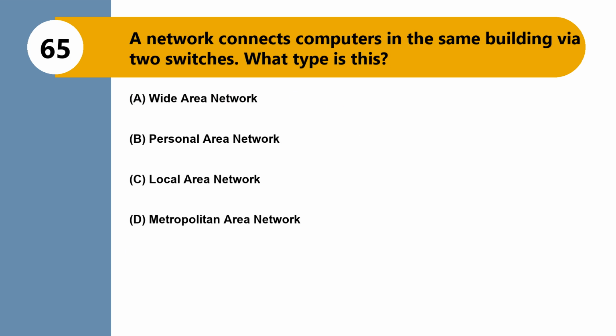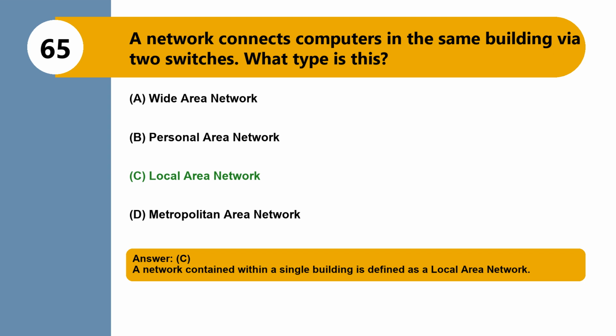Question 65. A network connects computers in the same building via 2 switches. What type is this? Option A, wide area network. Option B, personal area network. Option C, local area network. Option D, metropolitan area network. The correct answer is option C, local area network. A network contained within a single building is defined as a local area network.